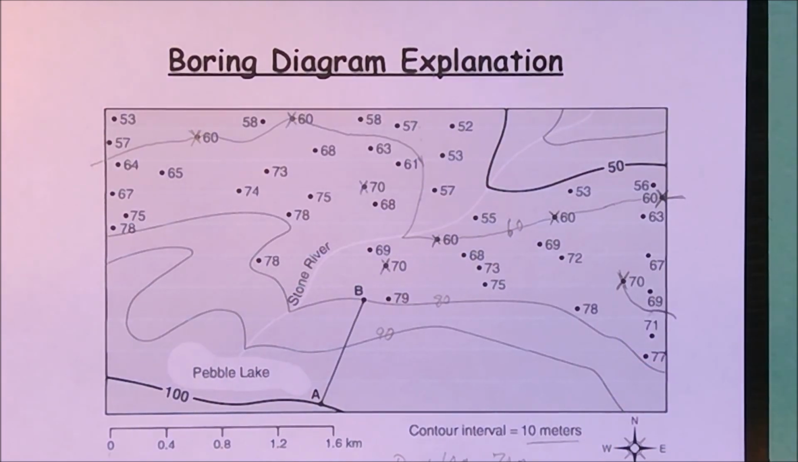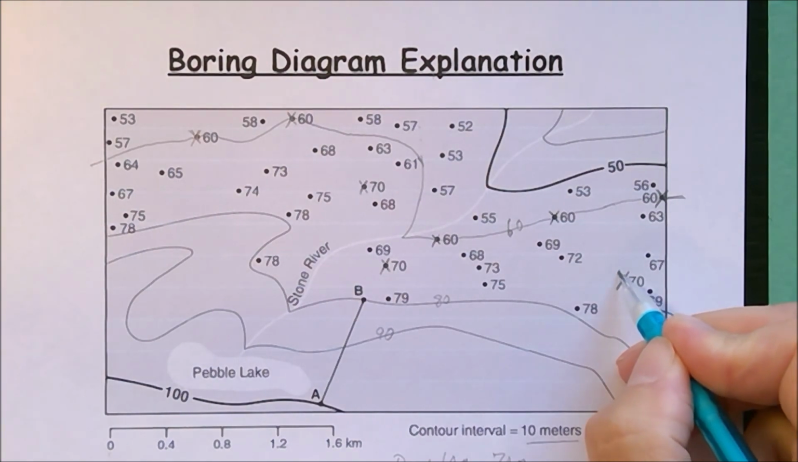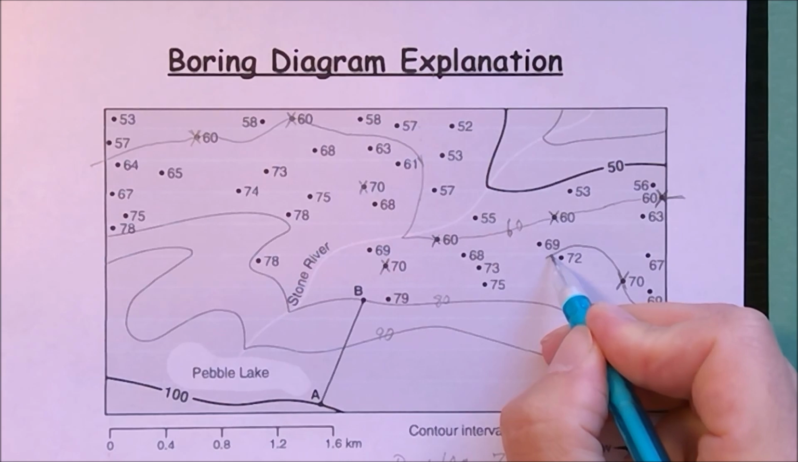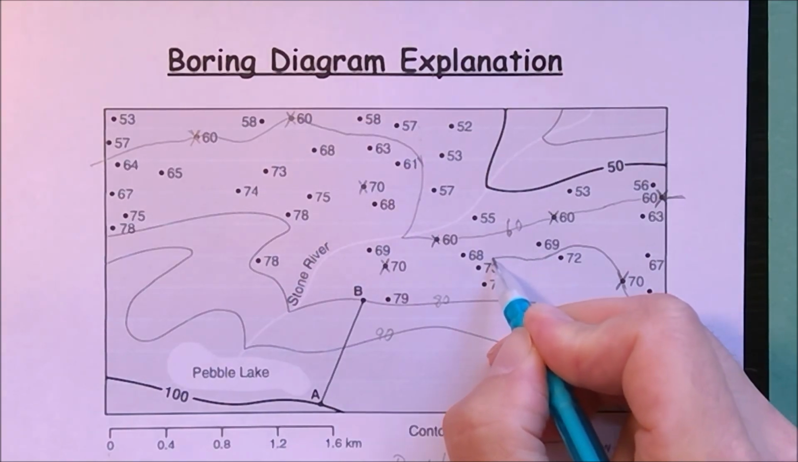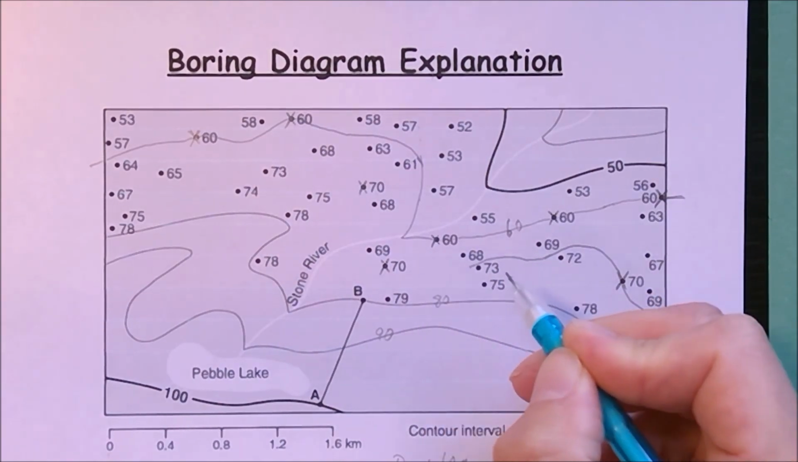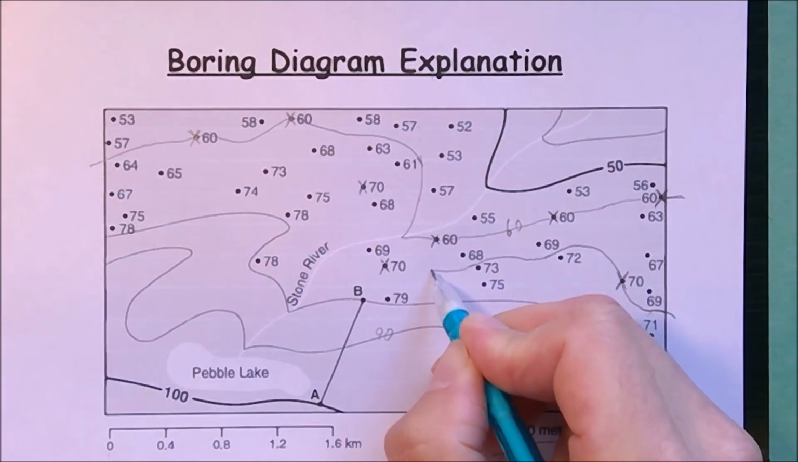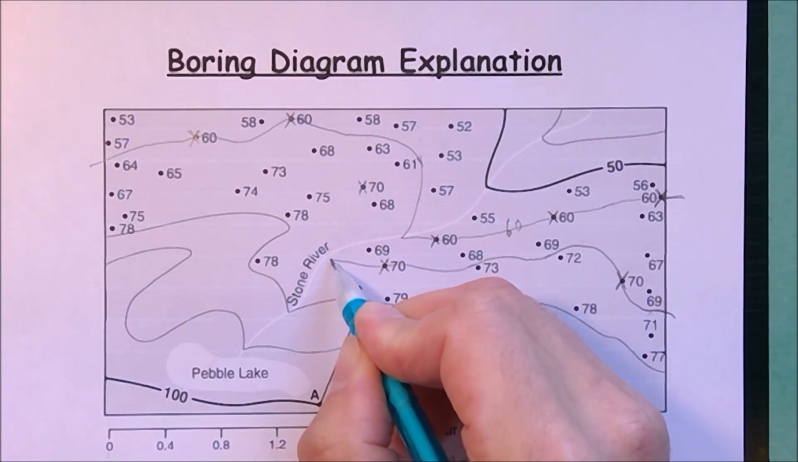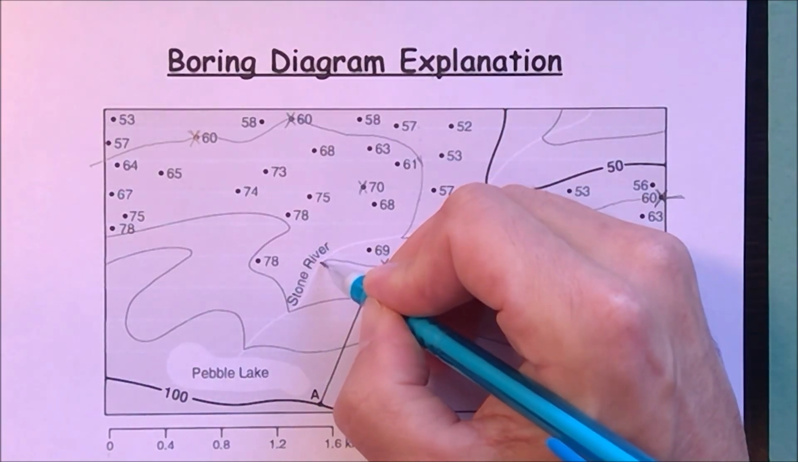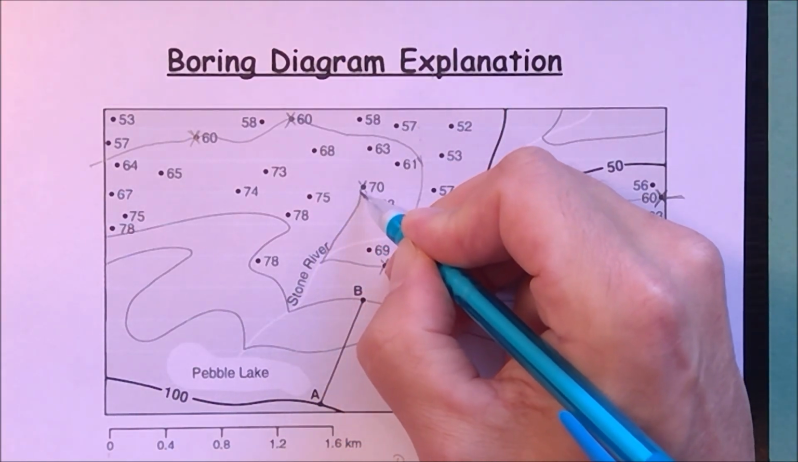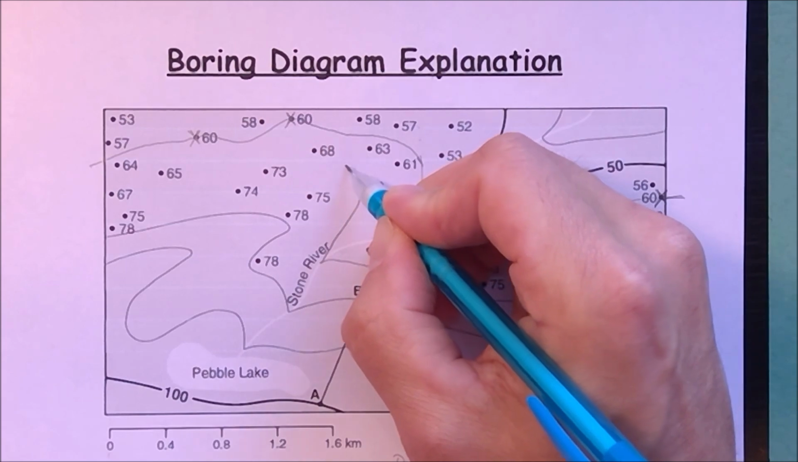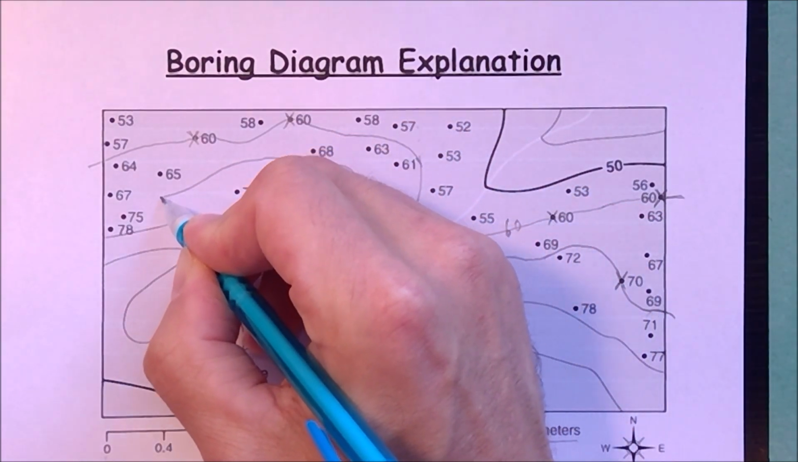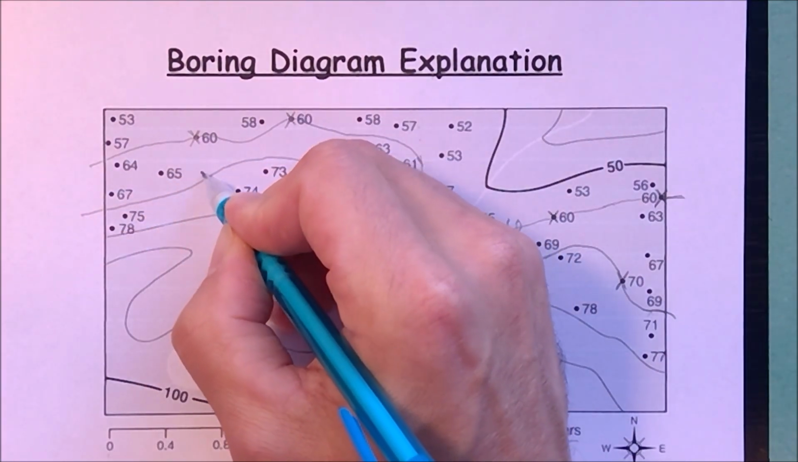We catch the 70 here. 70 goes between the 69 and the 72. It goes between 68 and 73. I catch the 70 here. I'm approaching my stream. I'm going to bend my contour line back. I catch my 70 here. And then finally my 70 goes off.